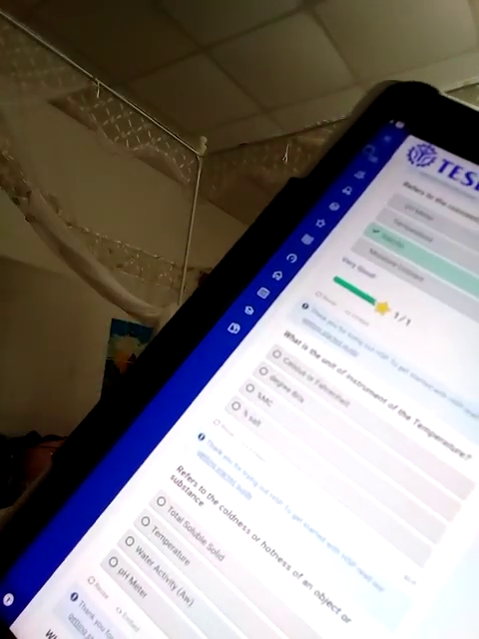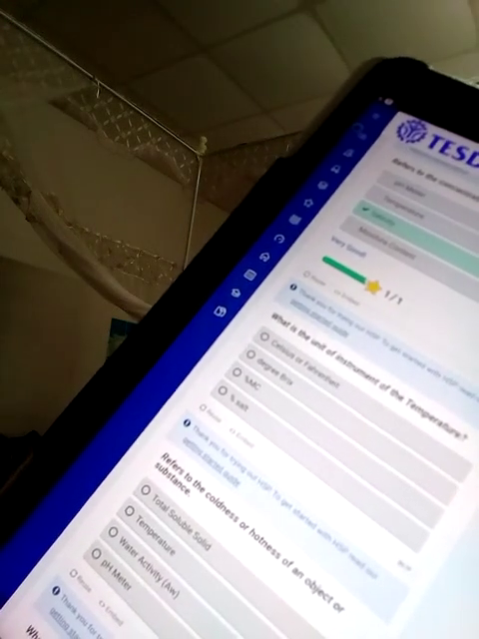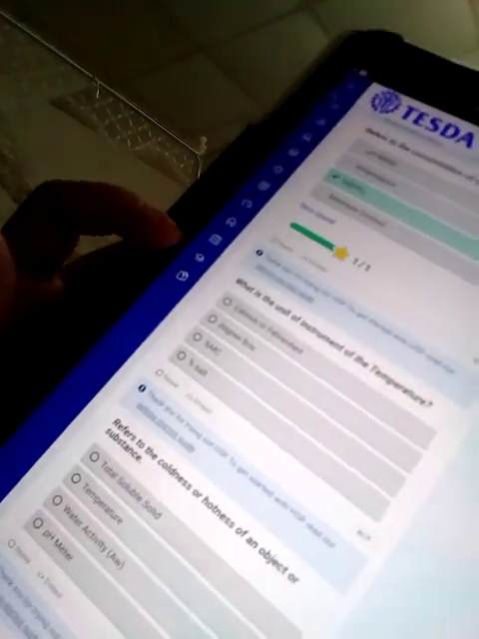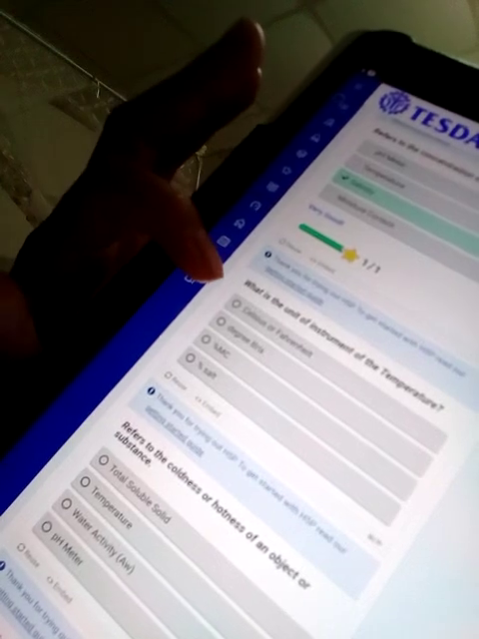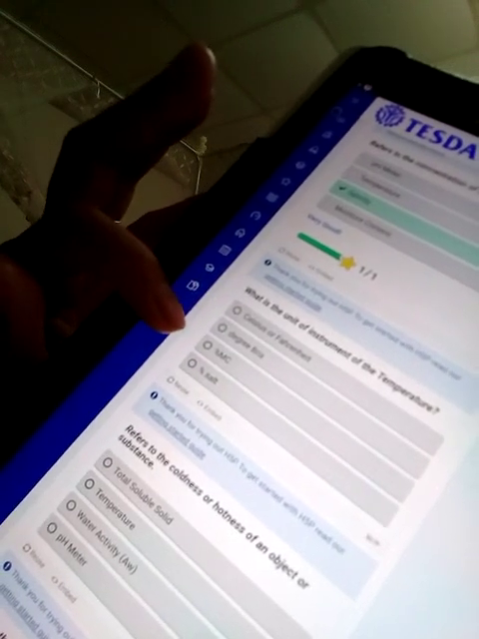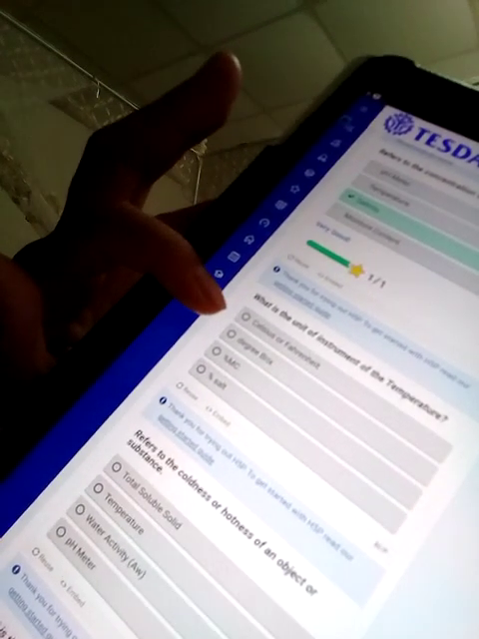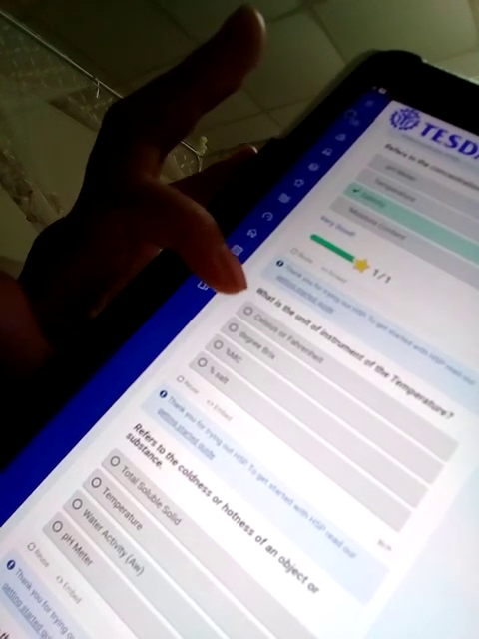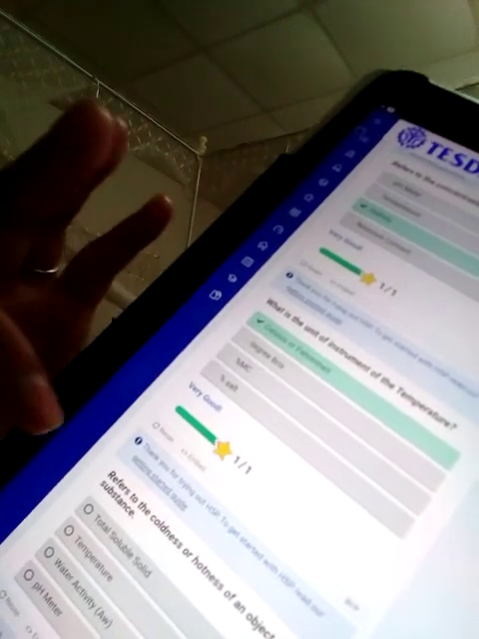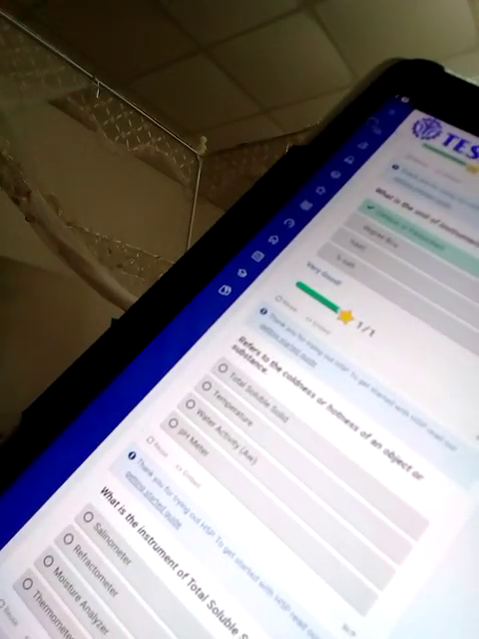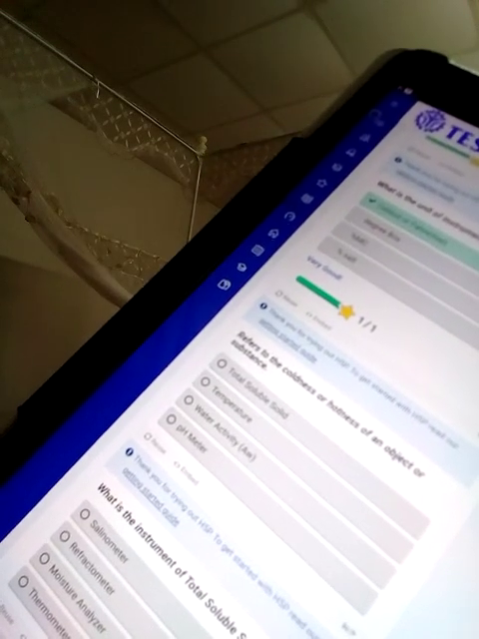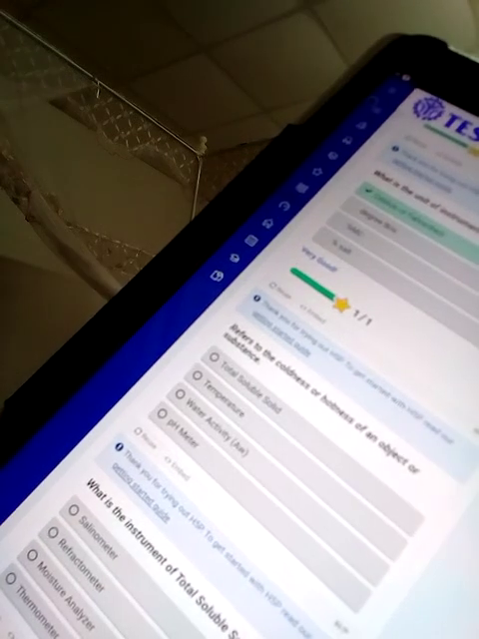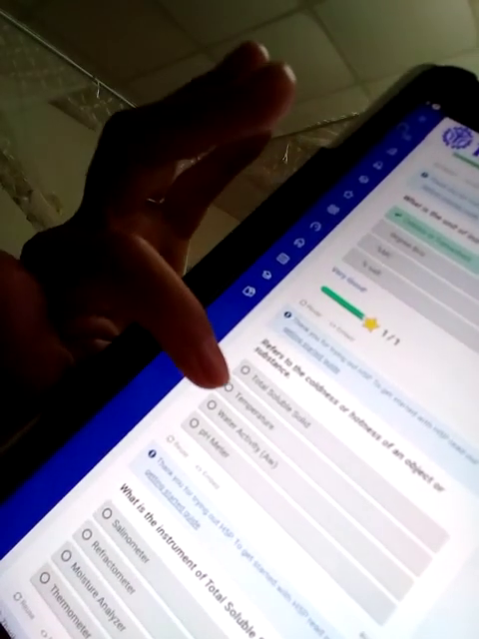What is the instrument of temperature? Celsius or Fahrenheit, degree Brix. The unit of the temperature is Celsius and Fahrenheit. Refers to the coldness or hotness of an object or substance. Temperature.